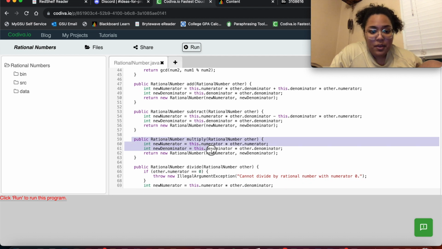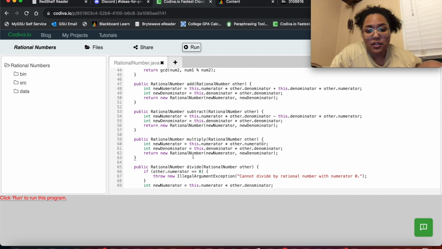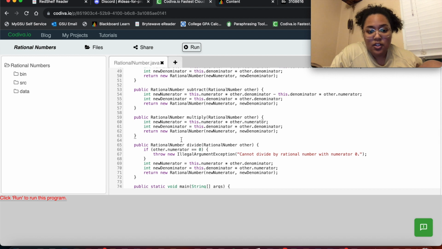The multiply method multiplies the rational number with another by multiplying the numerators and denominators and returns the result as a new rational number.